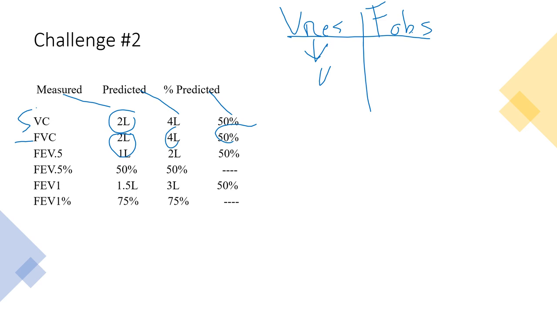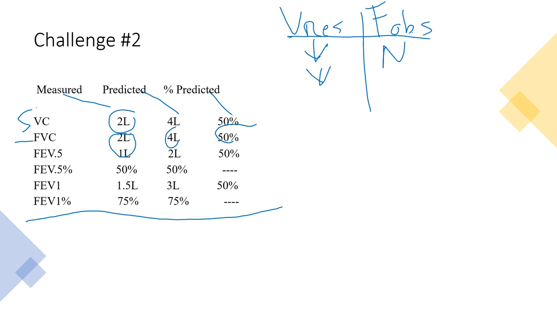Now I'm going to look at my flow rates. I'm looking at my FEV1. They only got 1.5 liters, but their predicted was 3 liters. So that's not very good there. However, the FEV1% is the big one to look at here. The FEV1% is above 70, so that is normal. So the FEV1 was at 50%. And remember, FEV1 is the volume at 1 second. If they have a restrictive issue, are they going to be able to exhale a large volume in 1 second if they don't have a lot of volume to begin with?